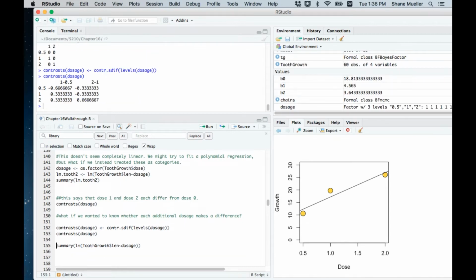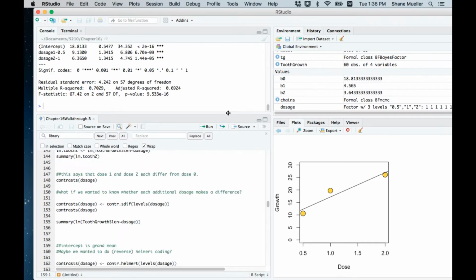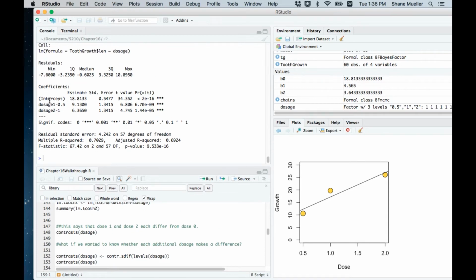So this doesn't make a lot of sense, but now I'm comparing 1 to 0.5 and 2 to 1. So I can do this one, and now the intercept becomes the grand mean, which is nice. It says overall, if you didn't know anything about dosage, you'd expect about 18.8 millimeters growth. There's a 9.13 difference between dosage 1 and dosage 0.5, and a 6.3 difference between dosage 2 and dosage 1.